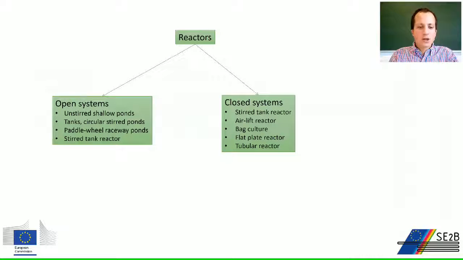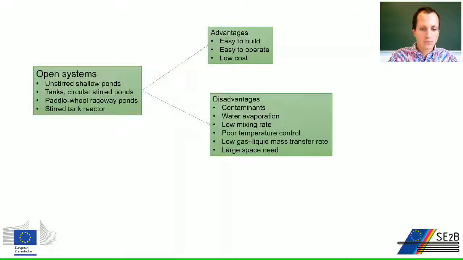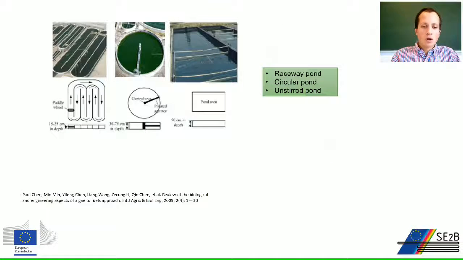So the reactors could be split into categories: the open and the closed systems. Let's start with the open reactors. The open reactors have some advantages, as they can be built easily, and it's also easy to operate. At the same time, they have low cost. However, the danger of contamination is always present, and we cannot easily regulate external parameters like temperature due to water evaporation. The following are some typical examples of open reactors, like the raceway pond, circular pond and unstirred pond.